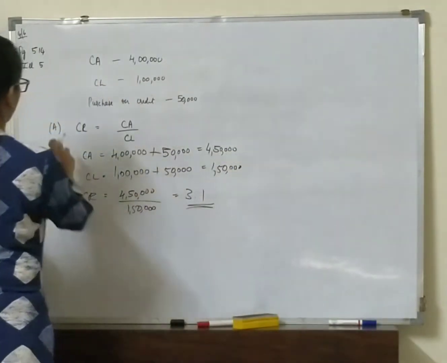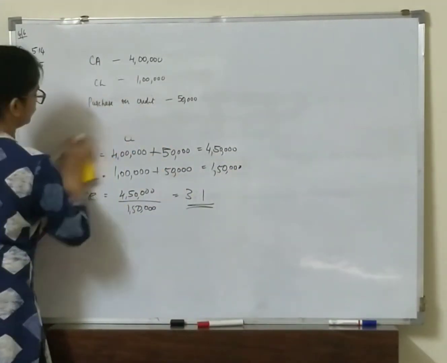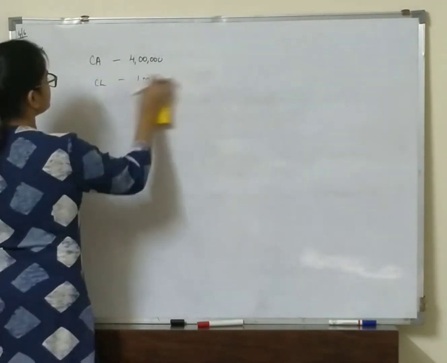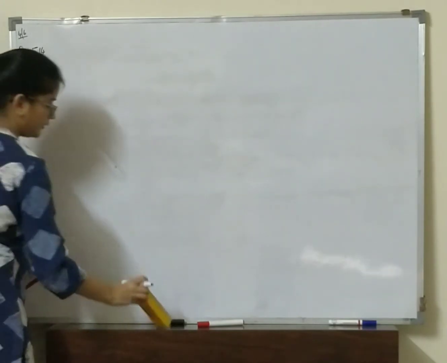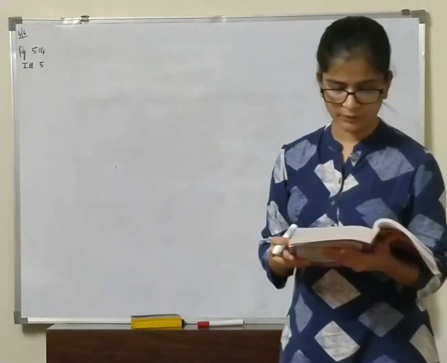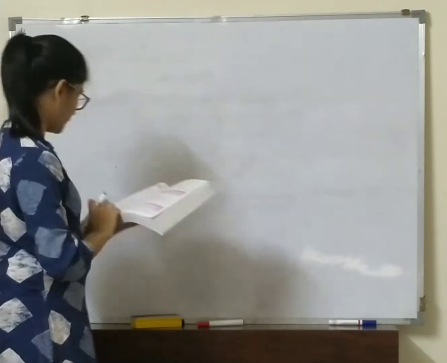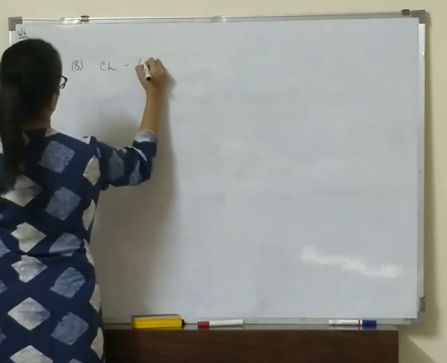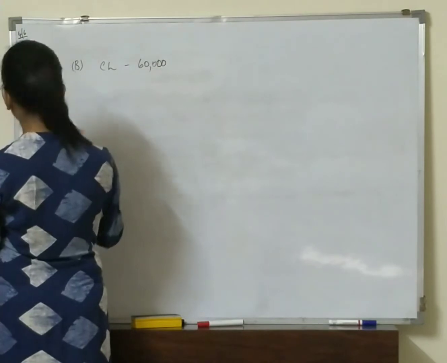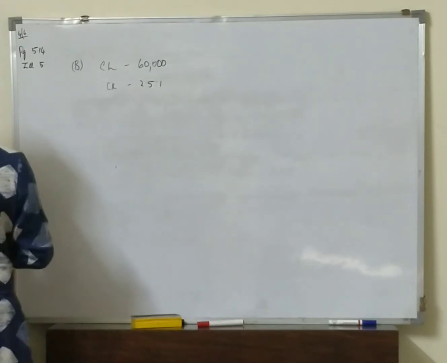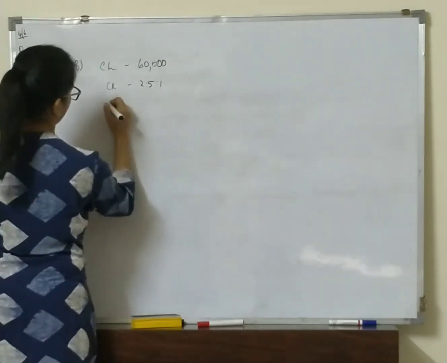This was solution A. Let's go on to solution B now. Just take down in the next line: the current ratio after the purchase of goods on credit is 3:1. Now what's the B part of the question? Current liabilities of the company were 60,000. Current ratio is 2.5:1. After this, it paid 20,000 to trade payables.